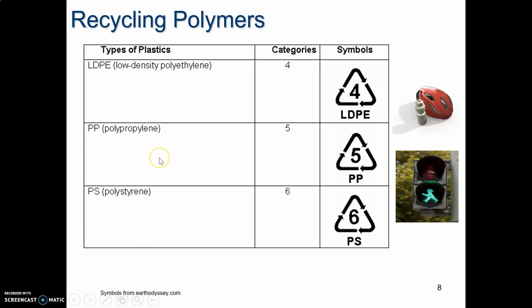Number five is polypropylene. This would be ketchup bottles, straws, even signal lights. So if you're looking at the traffic light, it would be like the plastic covering over the light. So like the red, green, and yellow part.